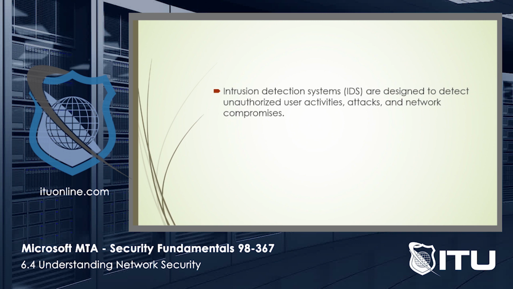Then we have a term called intrusion detection systems. Remember, this module is focusing on how we're able to go about the process of securing our network. One way we can secure our network is by employing IDSs, which stands for intrusion detection systems, as well as intrusion prevention systems. You may ask, what's the difference between the two? Obviously, there are some differences. For example, intrusion detection systems are designed to detect unauthorized activities, attacks, and network compromise.